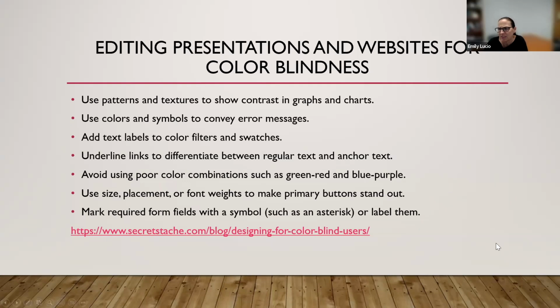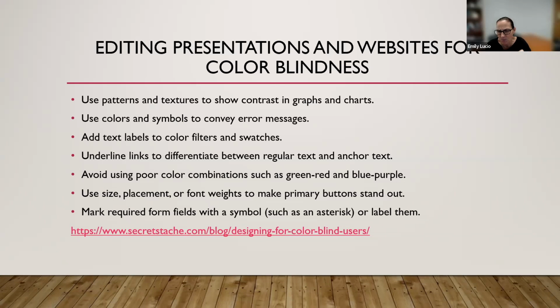When you're editing presentations and websites, you want to also think about color blindness. It's not as common, obviously, as other types of disabilities, but it is around. And so we want to make sure that we're being accessible to people who are colorblind as well. So you want to use patterns and textures to show contrast in graphs and charts. You want to use colors and symbols to convey error messages. You want to add text labels to color filters and swatches. You want to underline links to differentiate between regular text and anchor text.